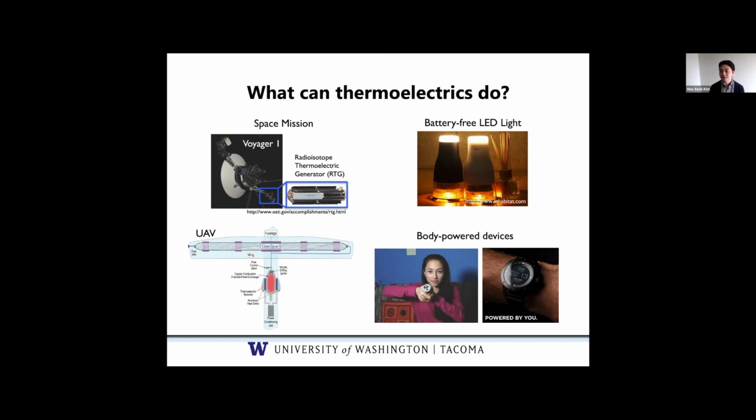And battery-free LED lights convert candlelight into more useful LED light. And unmanned air vehicles are also interested in using thermoelectric devices. As I mentioned, thermoelectrics is based on solid-state power generation, so there is no moving part and it is very quiet. So it is suitable for military purposes. And closer to today's talk are body-powered devices like flashlights and smartwatches, which use the temperature difference between body temperature and ambient temperature.